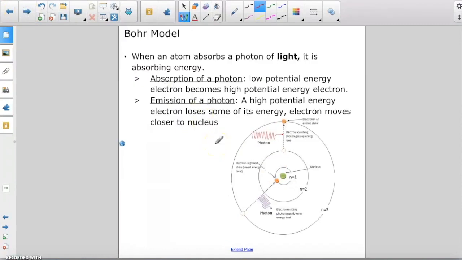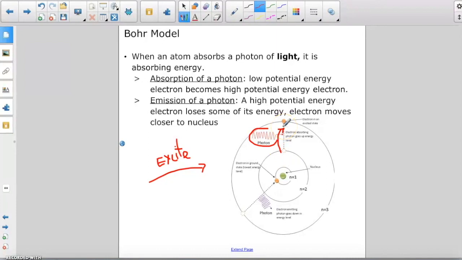So that said, he found out that when you excite an atom, as we saw in the simulation in the previous tutorial, for example, when you excite an atom of hydrogen by adding some voltage, the electron that was in a lower energy level will jump up to a higher energy level by absorbing one photon of light. Okay, so when the electron is going from a lower energy level to a higher energy level, it absorbs a photon of light.